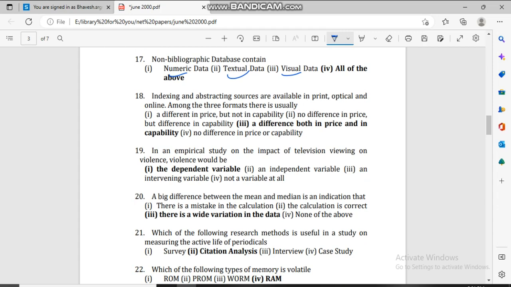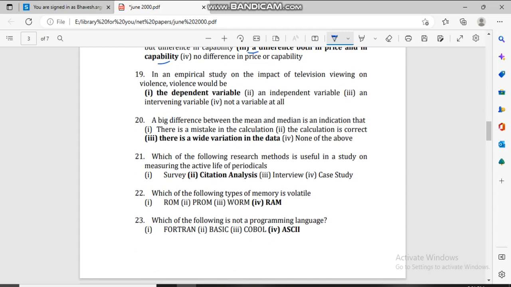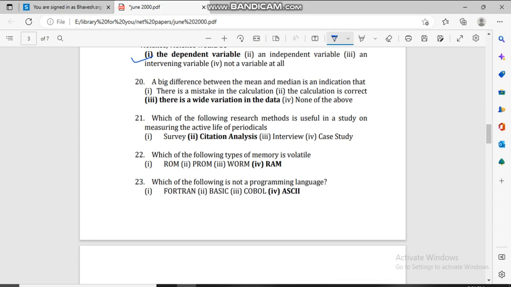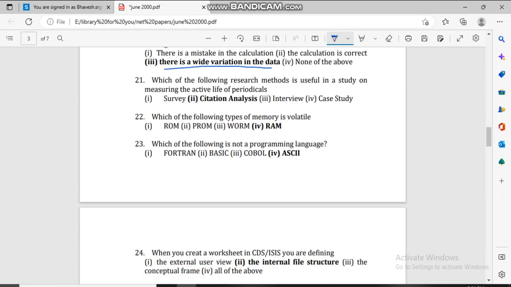Among the three formats there is usually a difference both in price and in capability. In an empirical study on the impact of television viewing on violence, violence will be the dependent variable. A big difference between the mean and median is an indication that there is a wide variation in the data. Which of the following research methods is useful in a study on measuring the active life of periodicals? That is citation analysis.